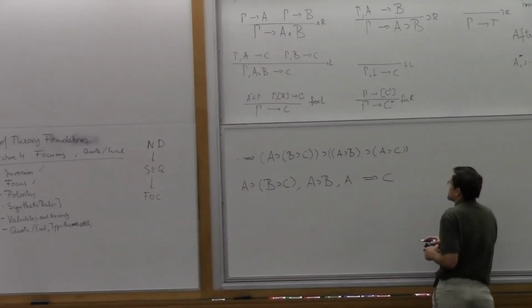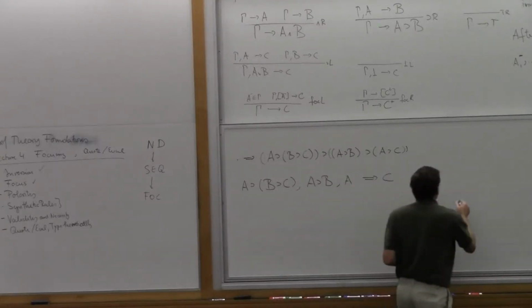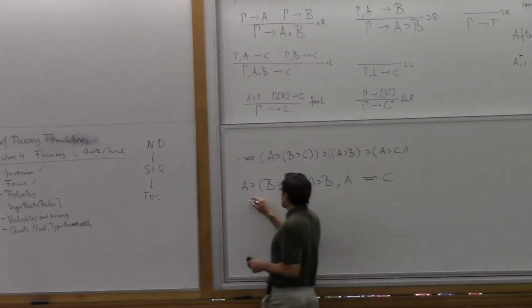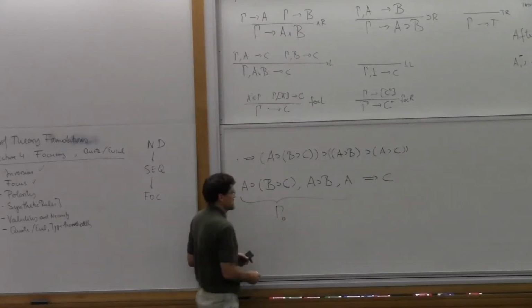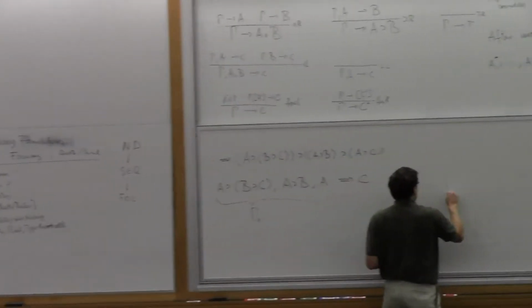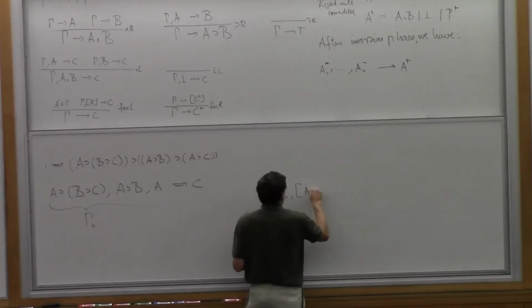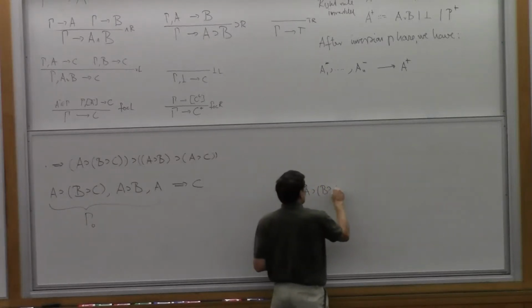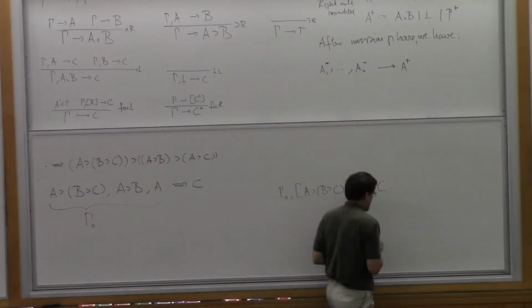So what happens here? In this case, let's make the choice of A implies B implies C. So let's call this thing here gamma 0, because that's not going to change. So at this point, we have gamma 0. We have A implies B implies C in focus. And we're trying to prove C.